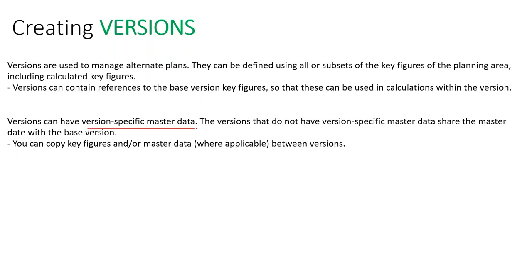Versions can have version specific master data. We have seen this. Versions that do not have version specific master data share the master data with the base version. And it's not mandatory that you have to create version specific master data. So you can just create a version only for key figures, and only for selective key figures, and that would reuse the data that is there in the base version.